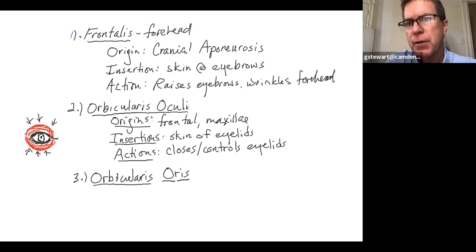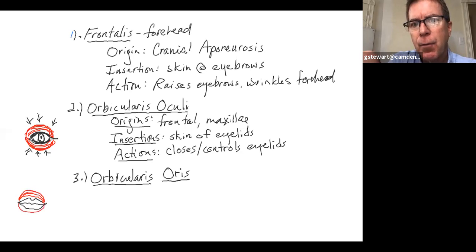So this muscle is also named for its shape and location. This is the circular muscle around the mouth. So I'm going to draw a set of lips here. And this muscle does the same thing around the eyes. It's a different muscle, of course, but it's the same shape around the mouth.